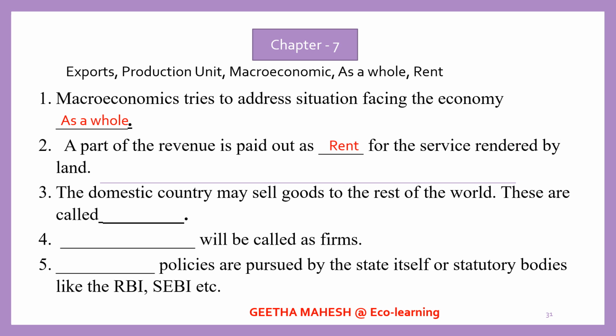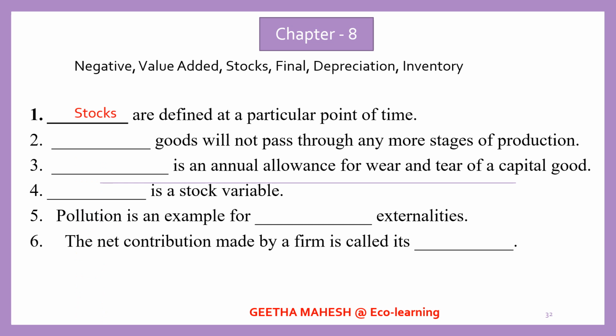The domestic country may sell goods to the rest of the world. These are called exports. The production units will be called as firms. Macroeconomic policies are pursued by the state itself or statutory bodies like RBI, SEBI, etc. Stocks are defined at a particular point of time. Final goods will not pass through any more stages of production.